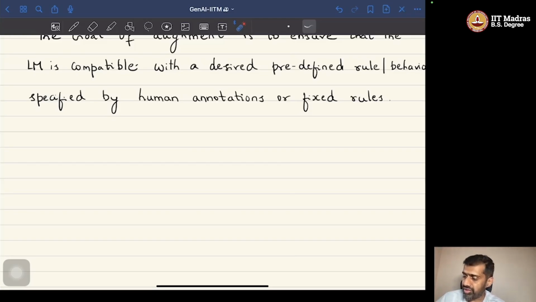So let us start with an introduction on reinforcement learning, an overview of reinforcement learning.